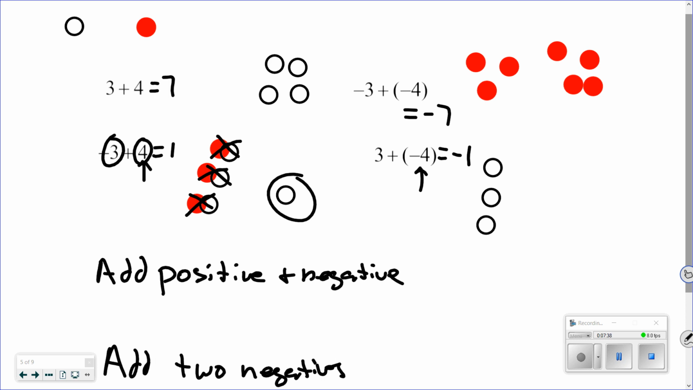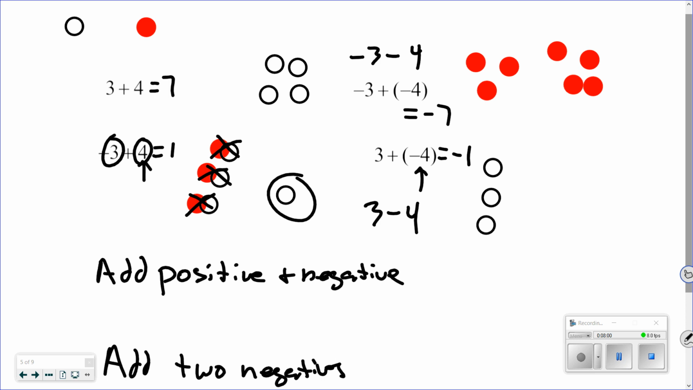I would rather you understand why we do it than necessarily memorize a rule. But in the end, you just need to know how to add or subtract positives and negatives. And just as a side note, we talked about this, but remember that 3 plus -4 is the same as 3 minus 4. -3 plus -4 is the same as -3 minus 4. So just know that those 2 are the same.